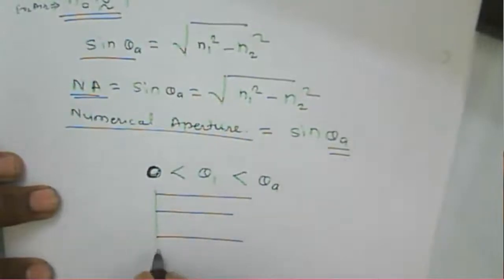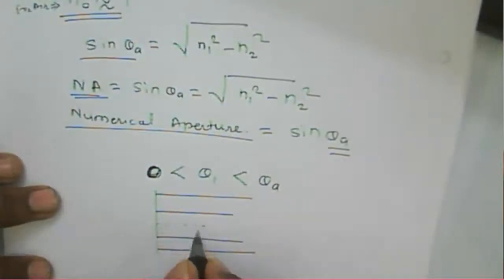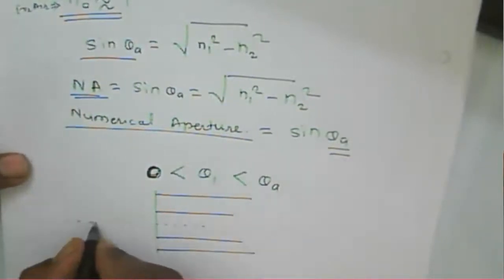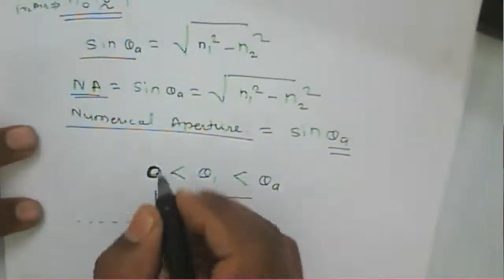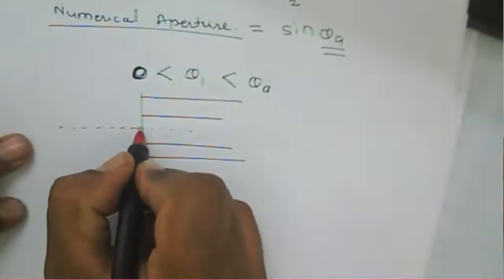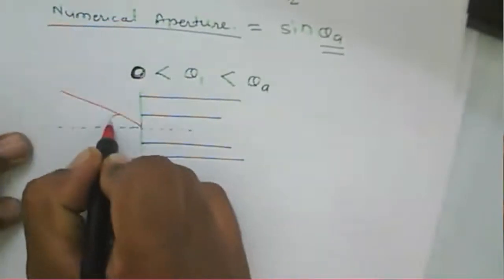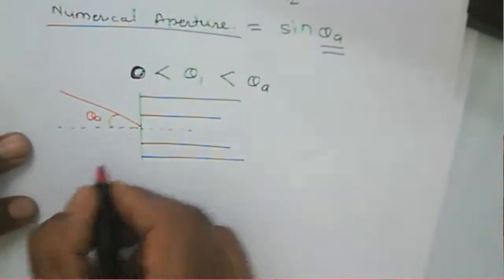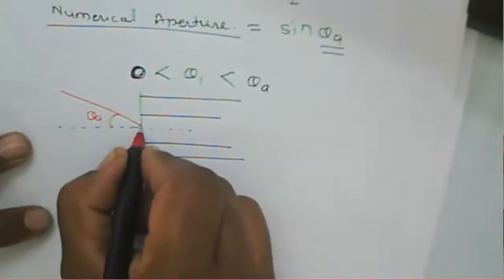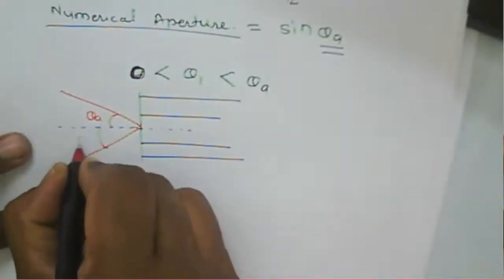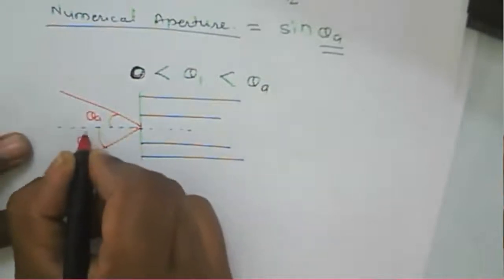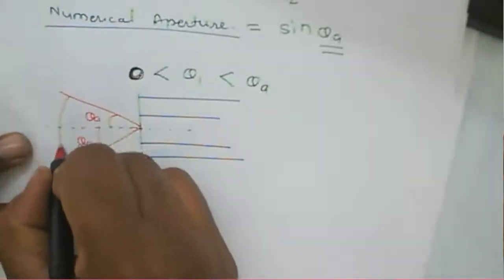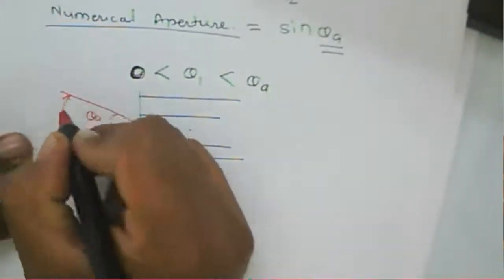Okay, and this theta a is nothing but the acceptance angle. Means whichever ray is propagating in the range of 0 to theta a. Here, this one is about your core, this one is about your cladding, and this is nothing but the acceptance angle.